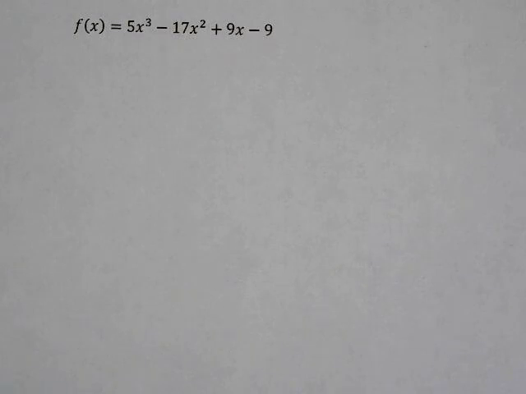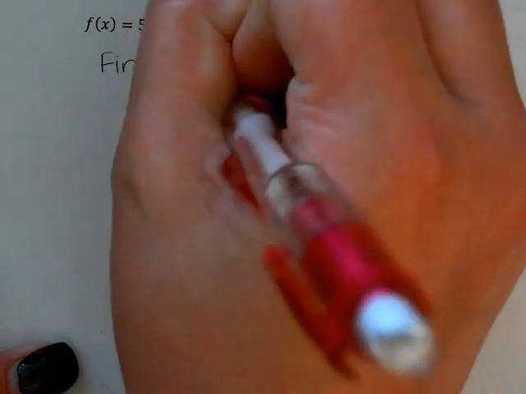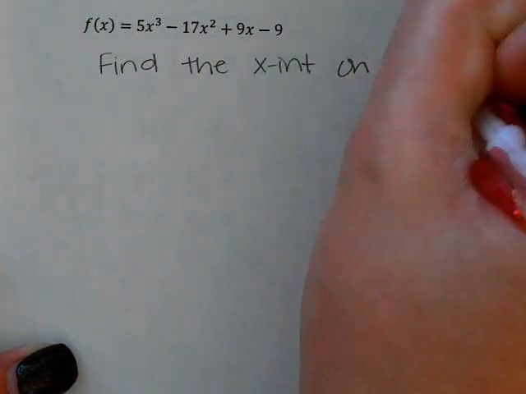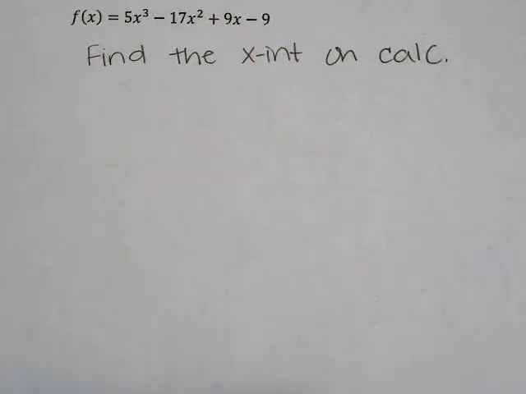Find the factors, but use your calculator to do it. Find the roots. What's another word for roots? What's another word for zeros? X-intercepts. Okay, find the X-intercepts on your calculator. Or, if they gave you a picture of the graph, find them on the graph. So we want the actual X-intercepts.